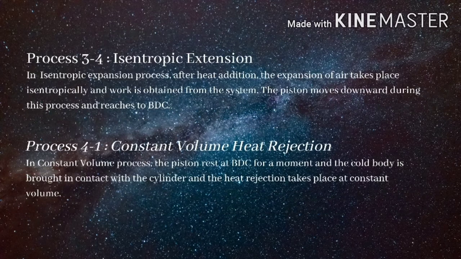In the isentropic expansion process, after heat addition, the expansion of air takes place isentropically and work is obtained from the system. The piston moves downward during this process and reaches BDC. In the constant volume heat rejection process, the piston rests at BDC for a moment and the cool body is brought in contact with the cylinder and the heat rejection takes place at constant volume.